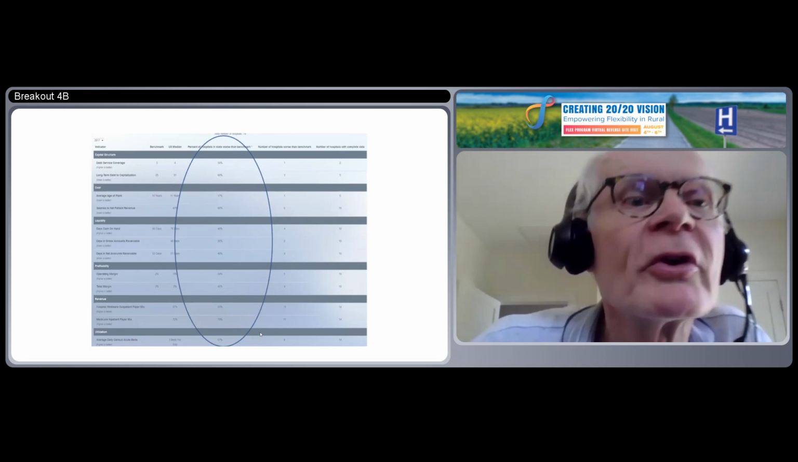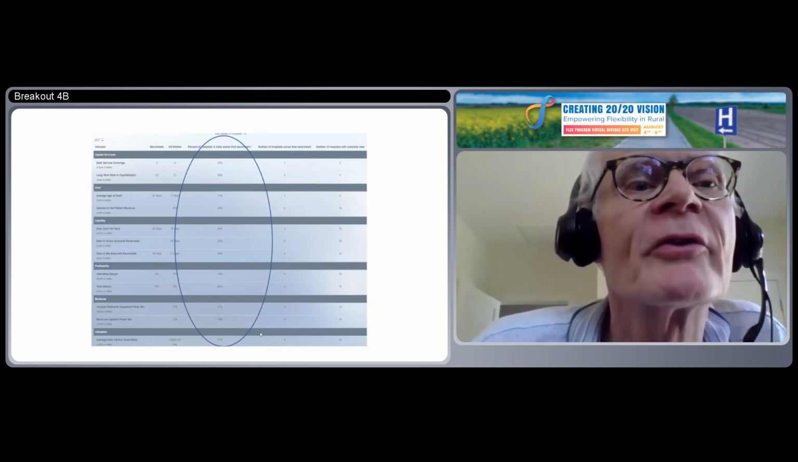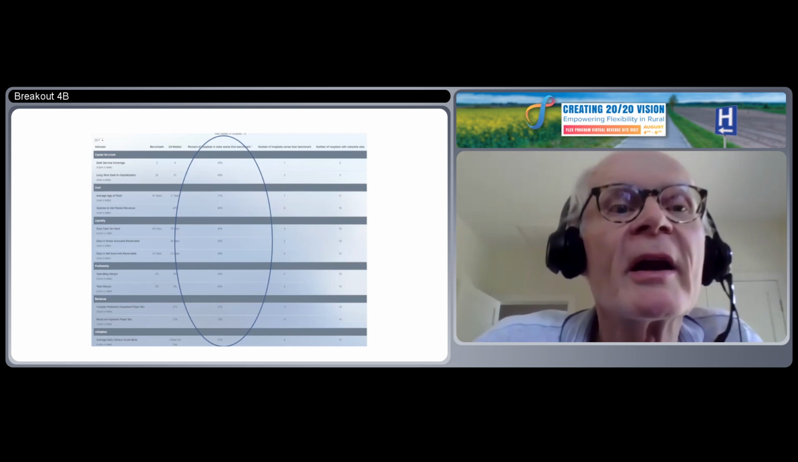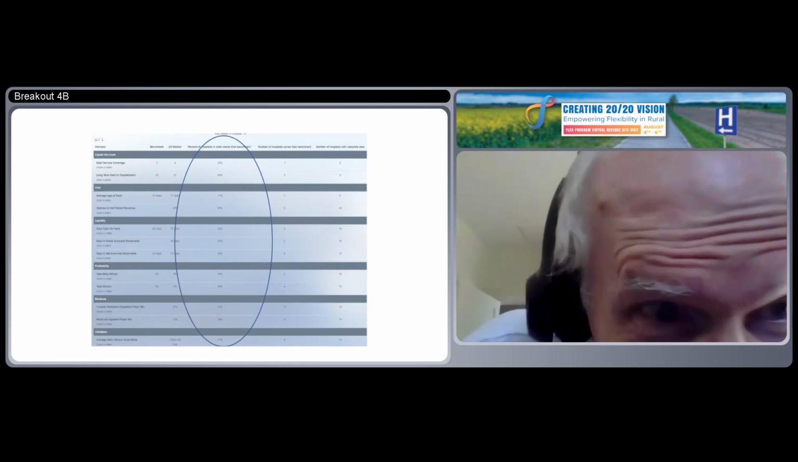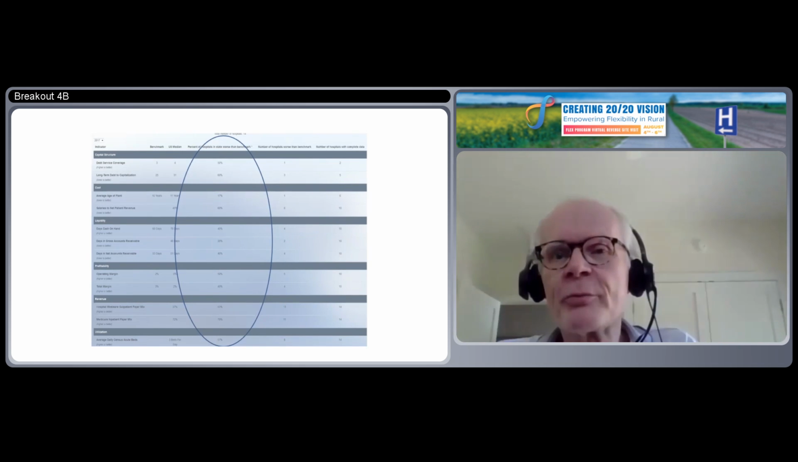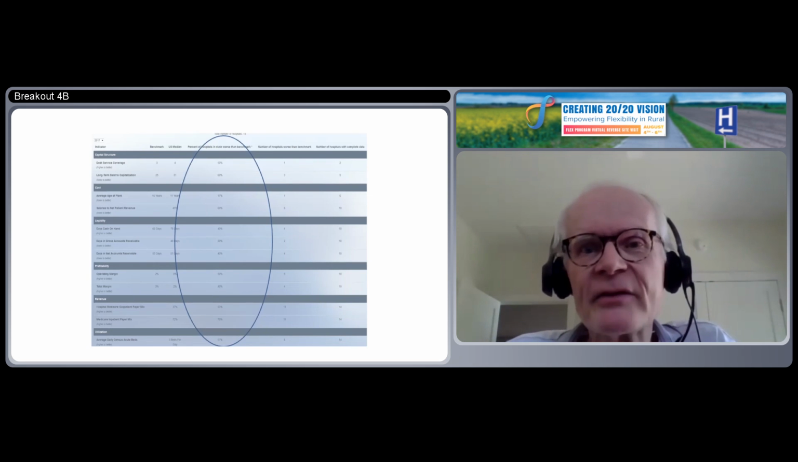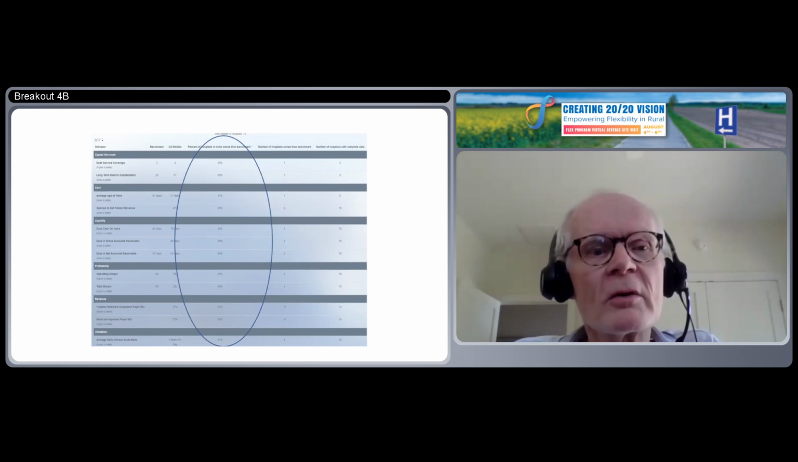You can see here in this column that's circled, it tells you what percentage of hospitals in your state are doing better than the benchmark. So again, at a glance, it tells you which indicators you should be focusing on and where the potential problems might be.